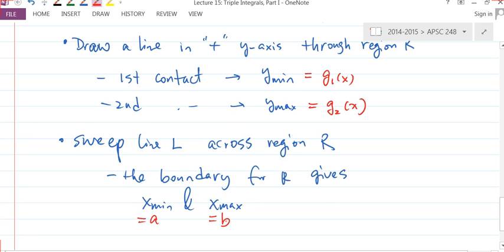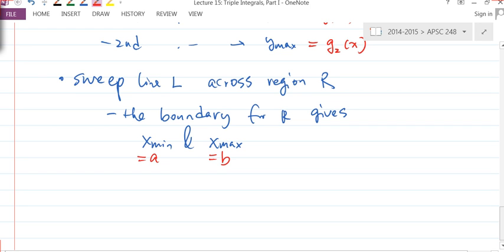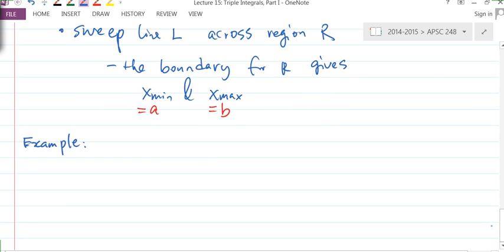But in terms of the sweeping idea, it's the same thing. So let's take a look at an example. Any questions? It's all good? All right. Okay, so I'm going to give you a region D in a shape like this.